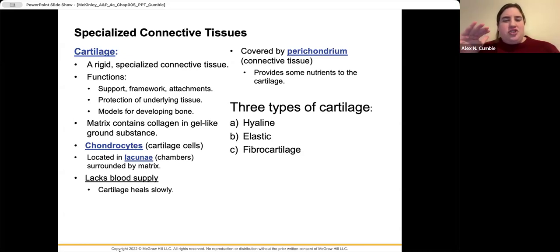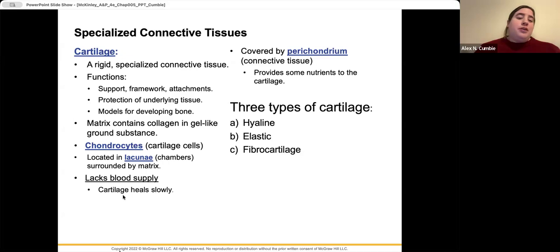It has a gel-like ground substance, and then there are cells intertwined there, which are cartilage cells. Cartilage cells are referred to as chondrocytes. And anytime you see this prefix, this root word, it means cartilage. So chondrocytes are cartilage cells. And because their extracellular matrix is thicker and gel-like, they can't just sit in the extracellular matrix. They have to sit in little chambers in the matrix called lacunae.